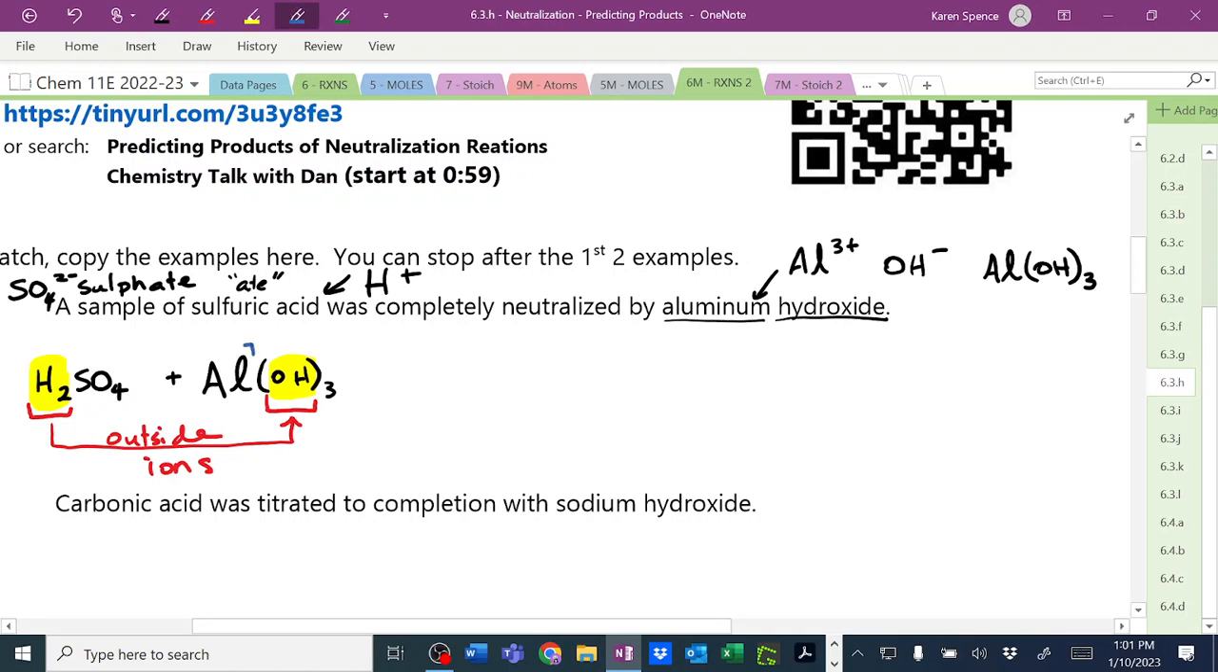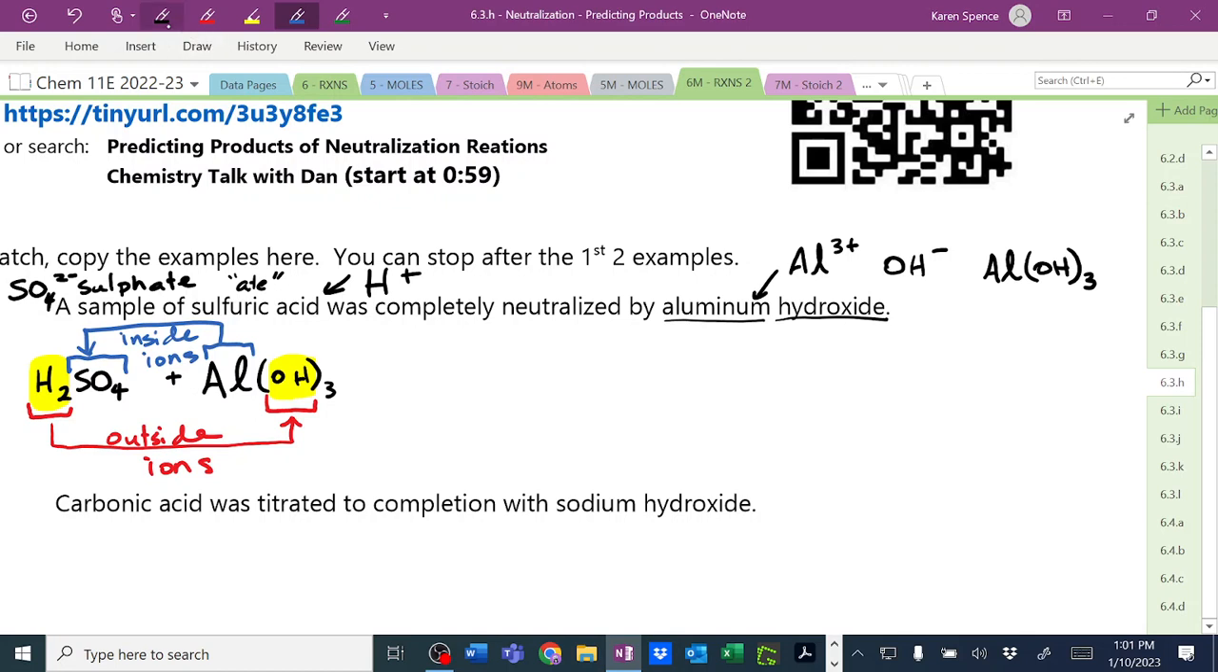The Al and the SO4, what are those? The inside ions. And if we go forwards for the outside ions and backwards for the inside ions, we'll have the cation in front of the anion, which is the way that we want it. You don't have to think about it that way, but it's somewhat helpful. If you go forwards on the outside, you'll always have your cation and then your anion. If you go backwards on the inside, you'll always have your cation first, then your anion.